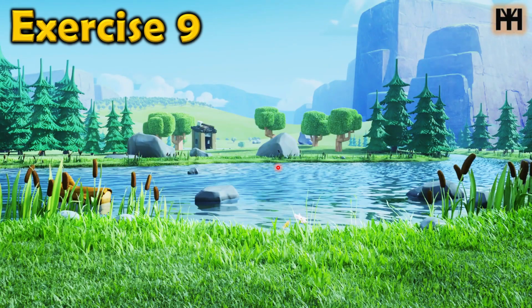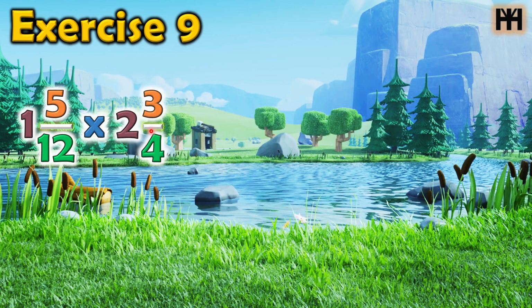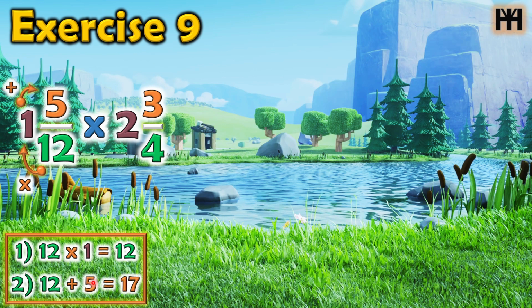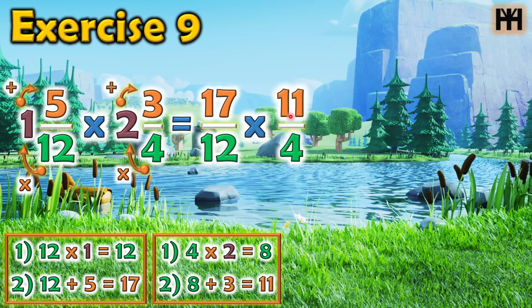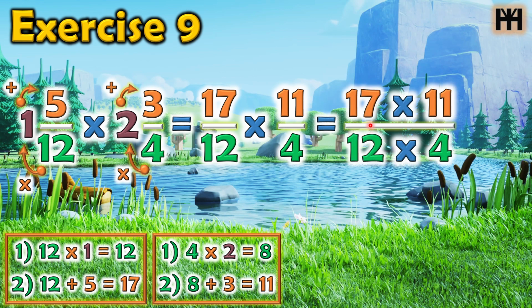Okay, exercise 9. Let's say we have 1 and 5 over 12, multiply 2 and 3 over 4. So turn this into an improper fraction, so 12 times 1 is 12, plus 5, so it will be 17. So it's 17 over 12, multiply. Here turn this into an improper fraction, so 4 times 2 is 8, then 8 plus 3 is 11. So it's 11 over 4. Okay, so it's 17 times 11 over 12 times 4. Okay, so it's 187 over 48.